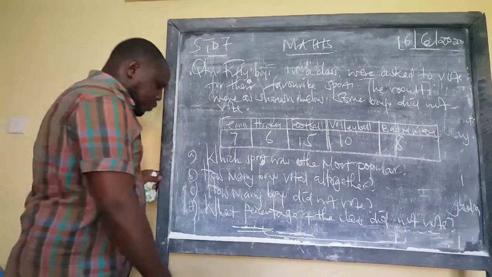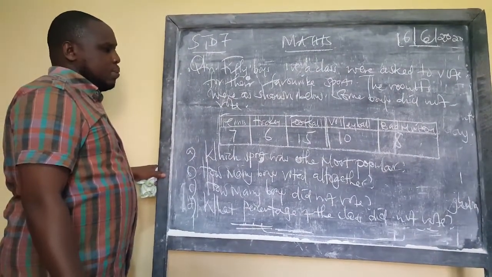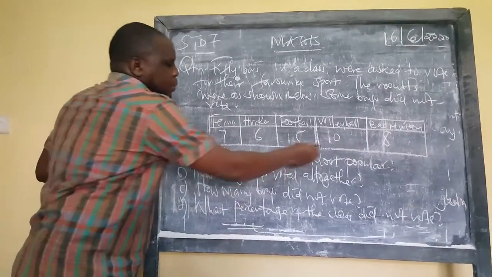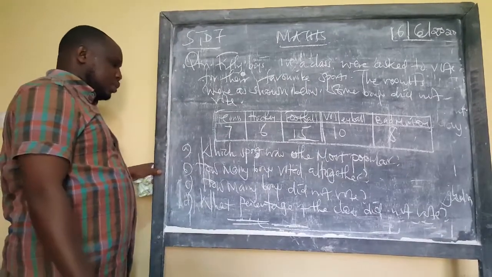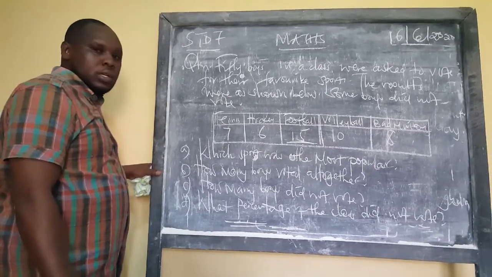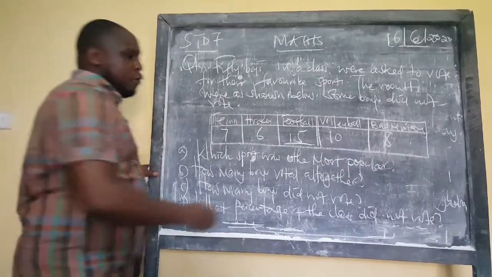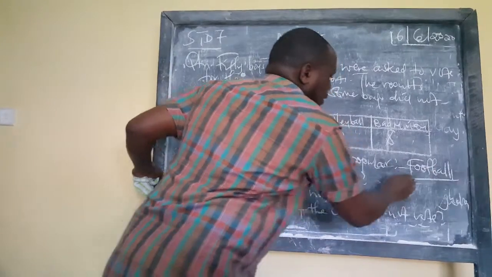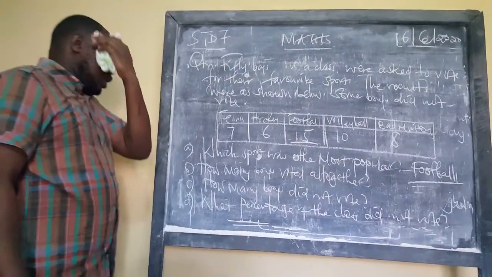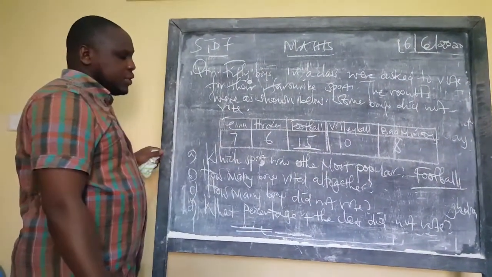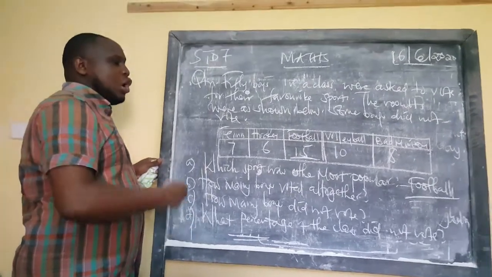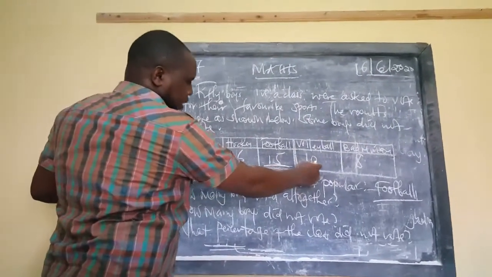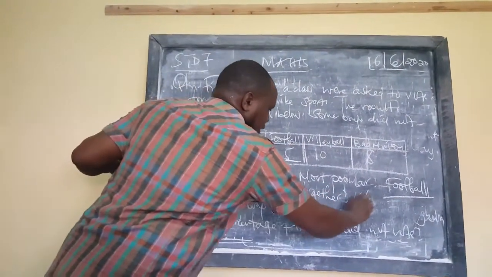Number A, which sport was the most popular? The one with the highest number of pupils. Here you are required to write not 15, but the sport. That's why you go wrong. Football. So you write football. Don't write 15 for me. 15 is not a sport, so you get it wrong. Then B, how many boys voted all together? That means you add all these. This 13 gives you 28. 38 plus this will give you 46.